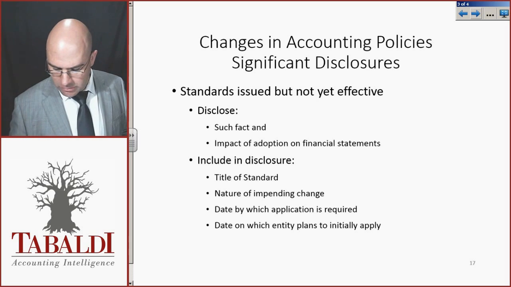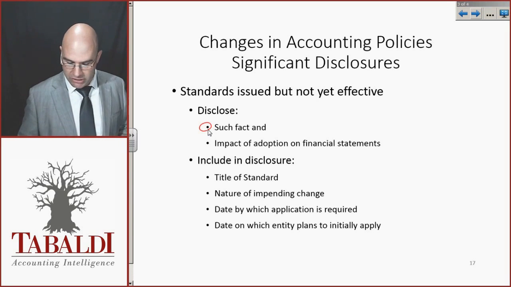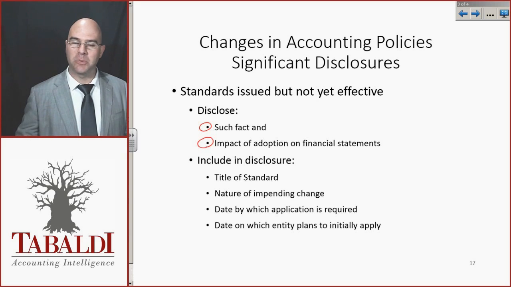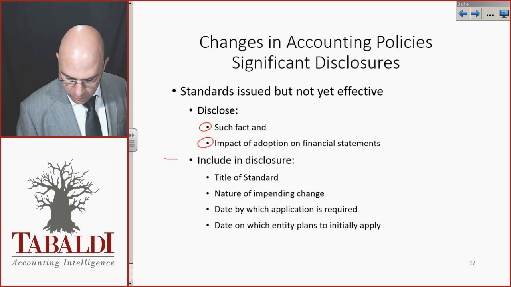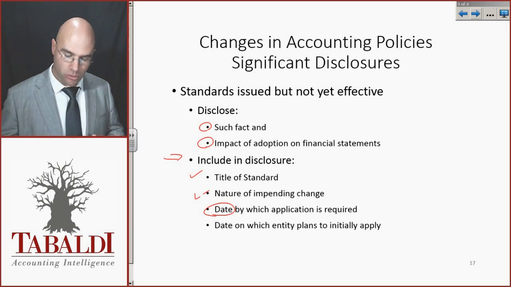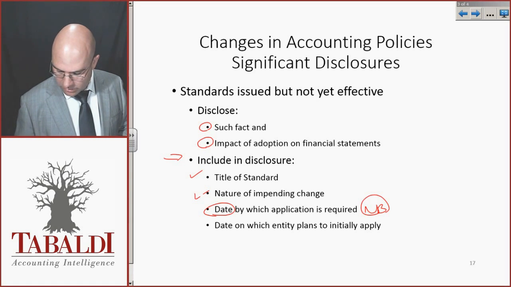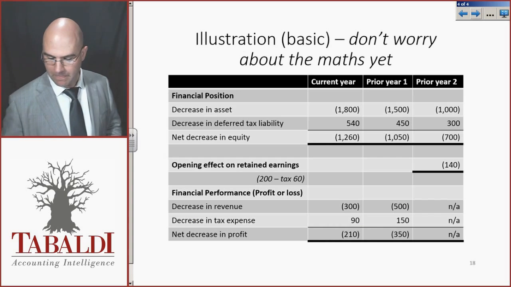For standards that are issued but not yet effective, you must disclose the fact that there's a change coming, the impact of the adoption on the financial statements, and include in the disclosure the title of the standard, the nature of the impending change, NB, the date by which the application is required. That's very important. And the date on which the entity plans to initially apply.